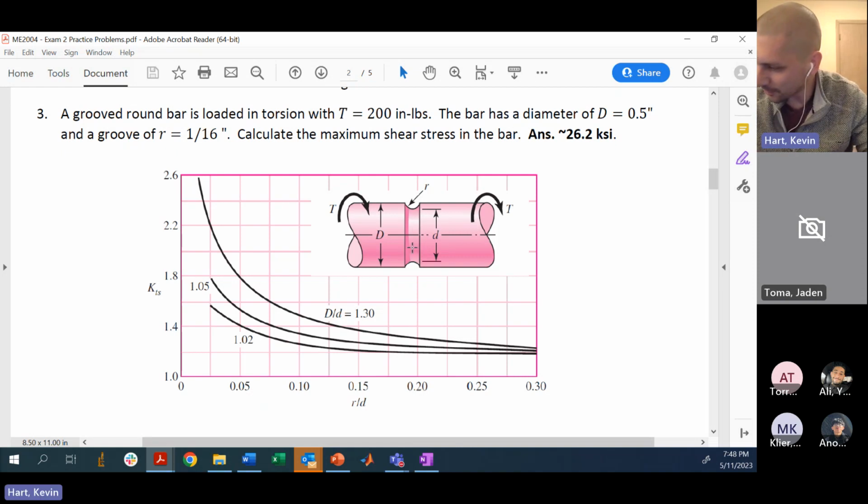Yeah, so in this portion of the rod here in the center, you want to calculate, well, what's the shear stress here without the notch? It would be TR on J, where in that case, R is D on 2. And then that gets amplified because of this notch according to this diagram.